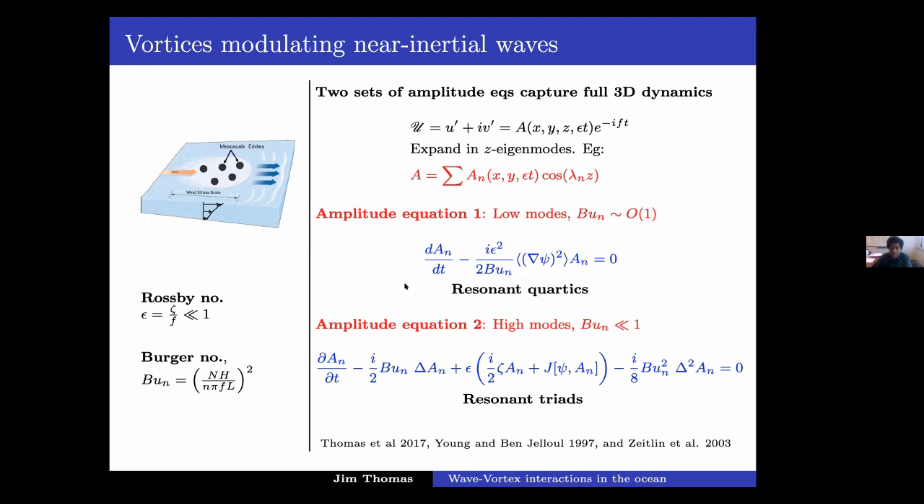Yeah, this is the case when the background density gradient is constant. So there's no mixed layer. Correct, yeah. Got it, thanks.